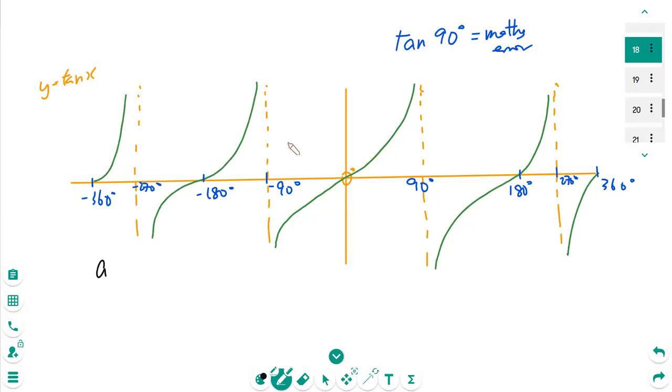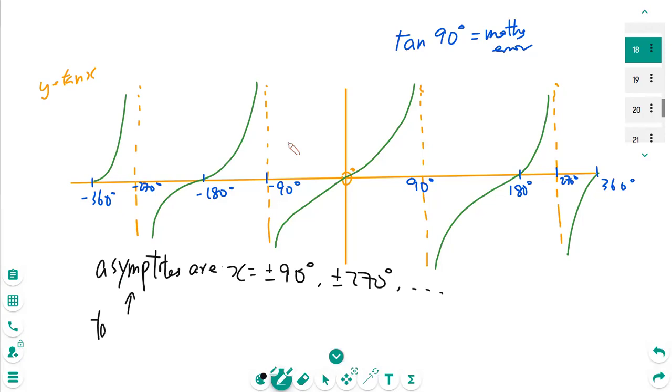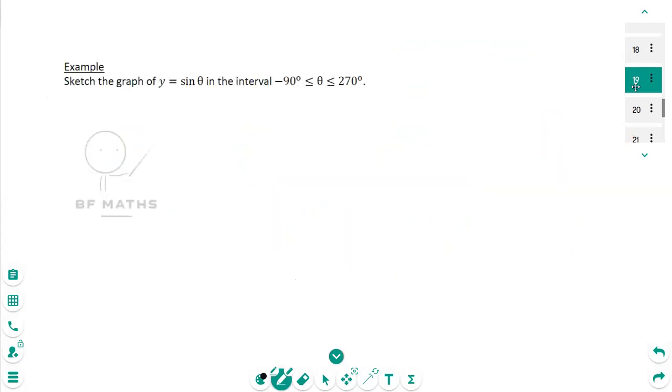So the asymptotes for this one are x equals plus and minus 90 degrees, plus and minus 270 degrees, etc. So there are more asymptotes as we expand the graph left and right. You can tell because if you try tan 90 or tan minus 270, you get a maths error, because there's no value for tan x at these points. Okay, right, so simple as that.